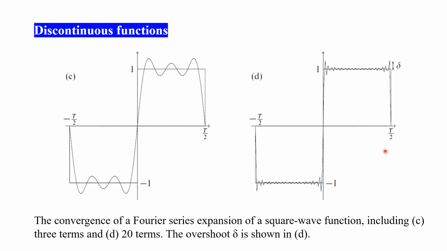If we include three terms, this is now what we get. And for 20 terms, this is what we get. The overshoot of delta is shown in this model here. As you can see, even if we include up to an infinite number of terms, we will not really match the exact square wave, as we are still going to see some overshoots in your function.